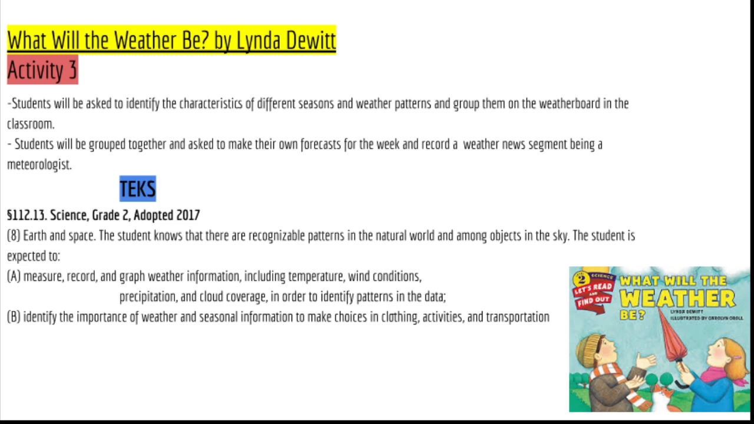The TEKS I decided to use for this is from second grade science, Earth and Space. They'll be expected to measure, record, and graph weather information, including temperature, wind conditions, precipitation, cloud coverage, and other things to identify the patterns in the weather. B, identify the importance of weather and seasonal information to make choices in clothing, activities, and transportation.